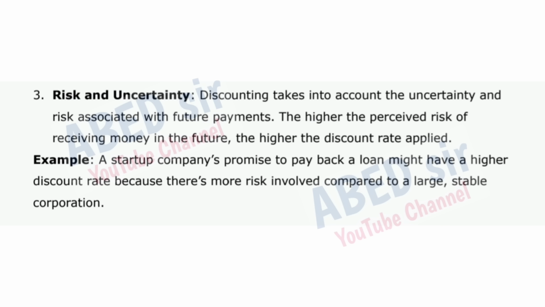3. Risk and uncertainty. Discounting takes into account the uncertainty and risk associated with future payments. The higher the perceived risk of receiving money in the future, the higher the discount rate applied. Example: a startup company's promise to pay back a loan might have a higher discount rate because there's more risk involved compared to a large, stable corporation.